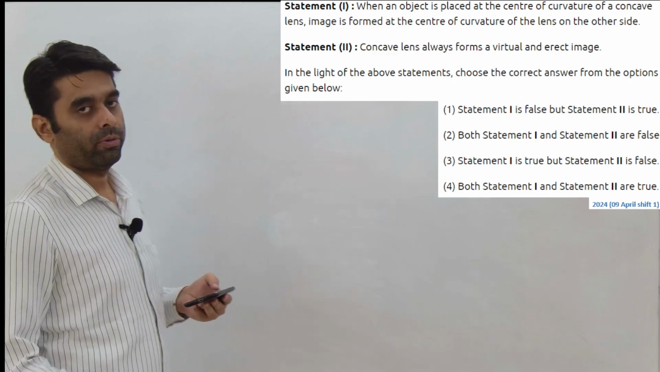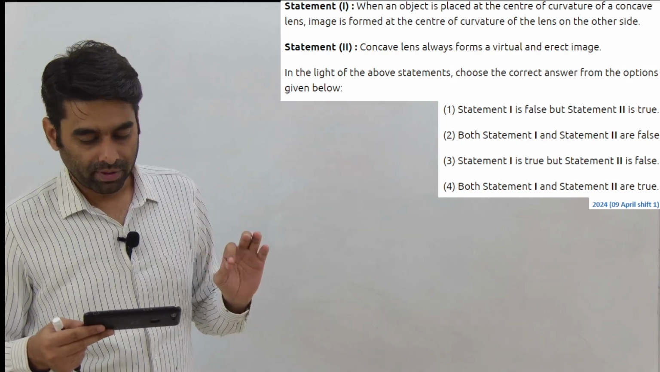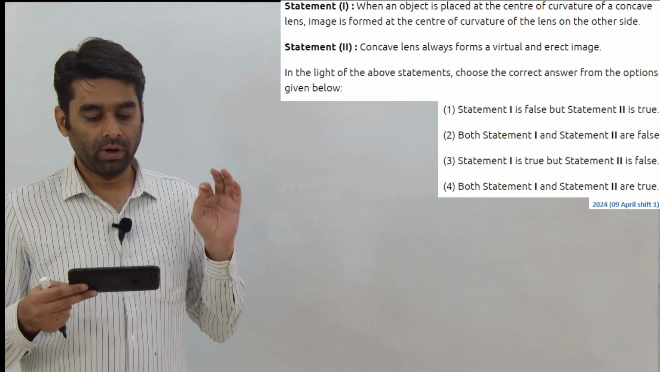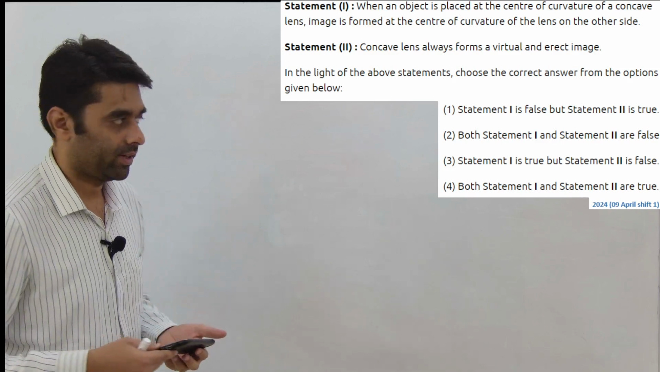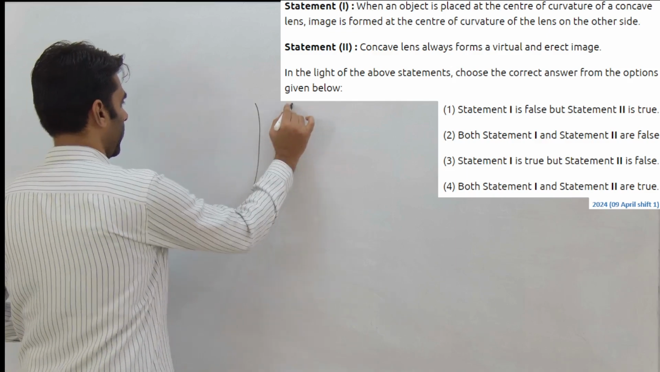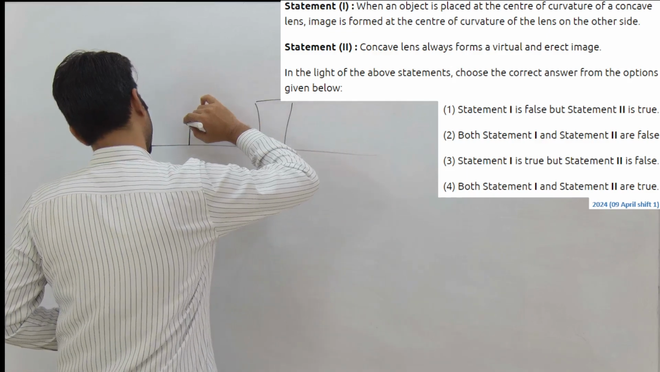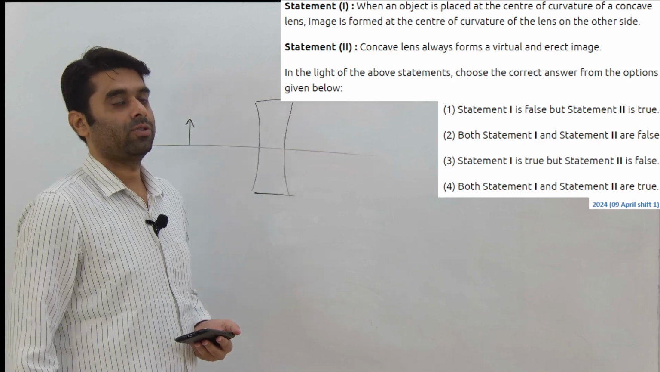Yes, so the question, it's a theoretical question. Two statements are given. Let's see. Statement 1. When an object is placed at the center of curvature of a concave lens, image is formed at the center of curvature of the concave lens on the other side. Let's see. Concave lens. They are saying that when object is placed this side, the image is formed on the other side. But this is very much wrong.